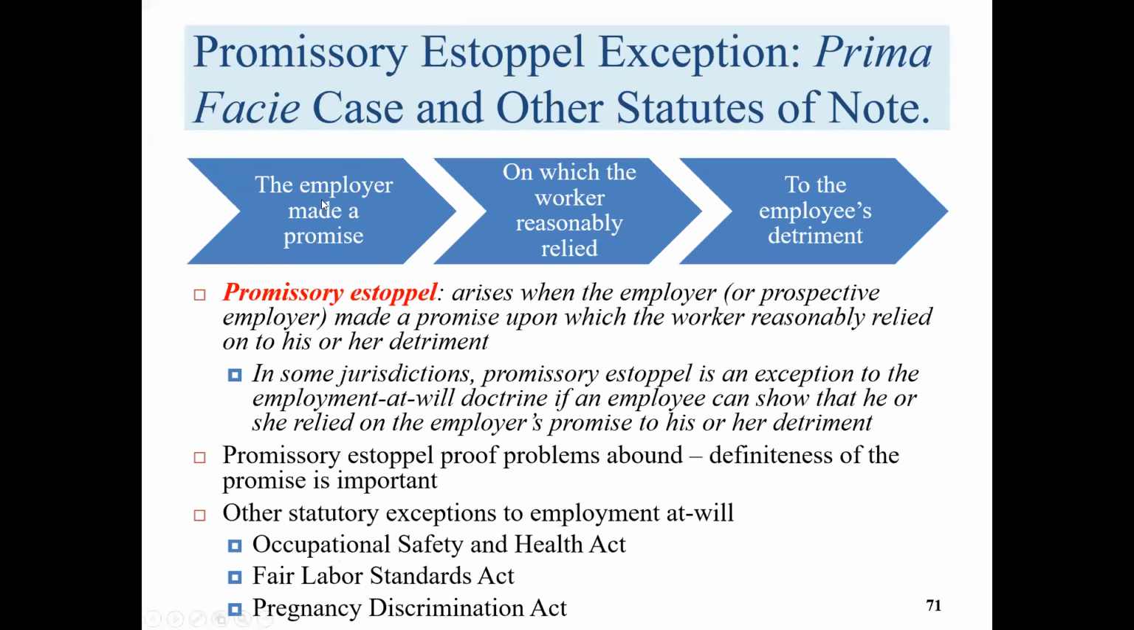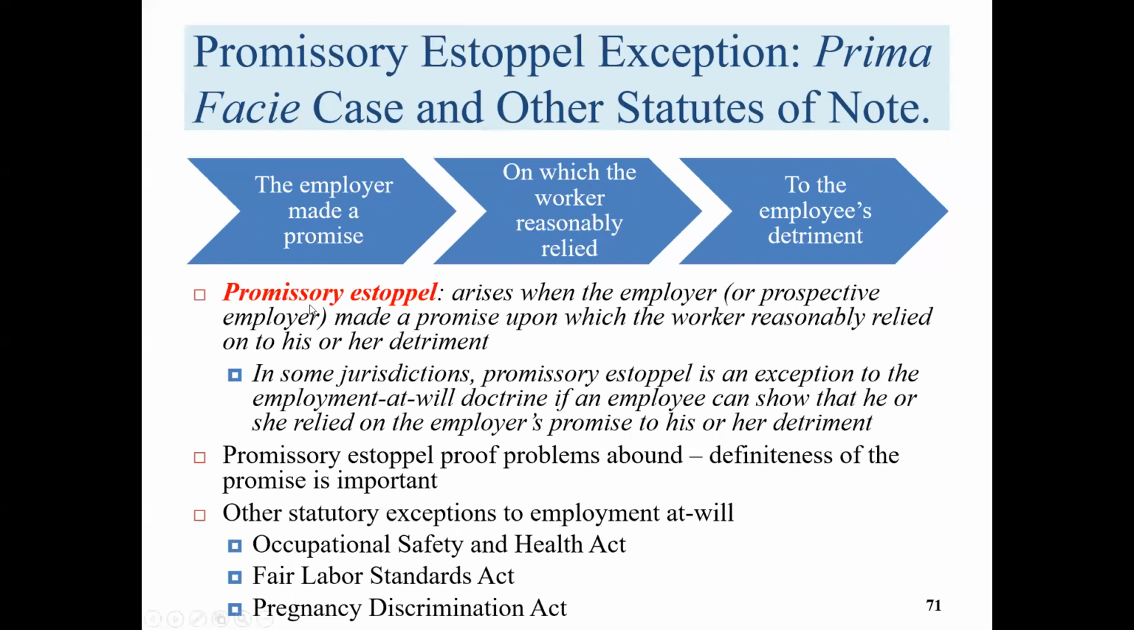So what we have here is the employer has made some type of promise. The worker has relied reasonably. Again, this is that word that we'll see, which means that's an objective standard. How would other people in this particular circumstance, the average person in this particular circumstance, respond to that? Would they have reasonably relied upon it? And of course, the promise is somehow not fulfilled and the employee is disadvantaged.